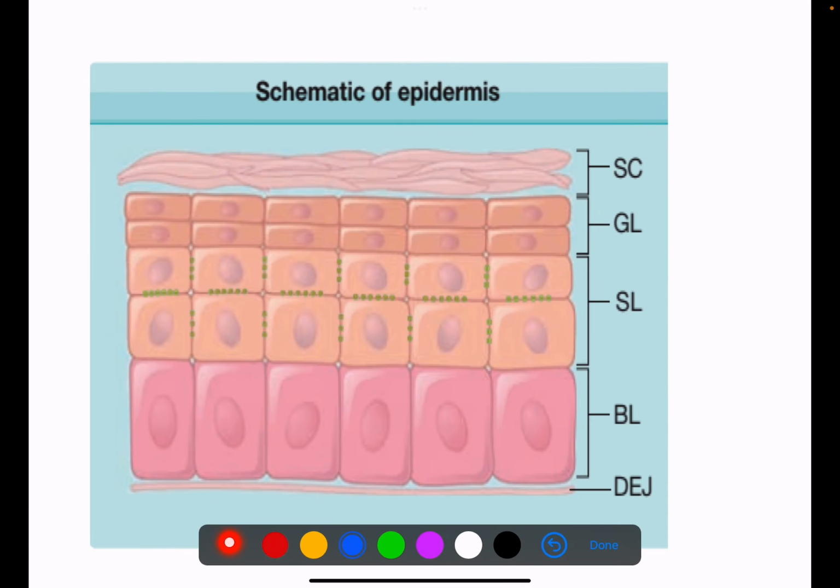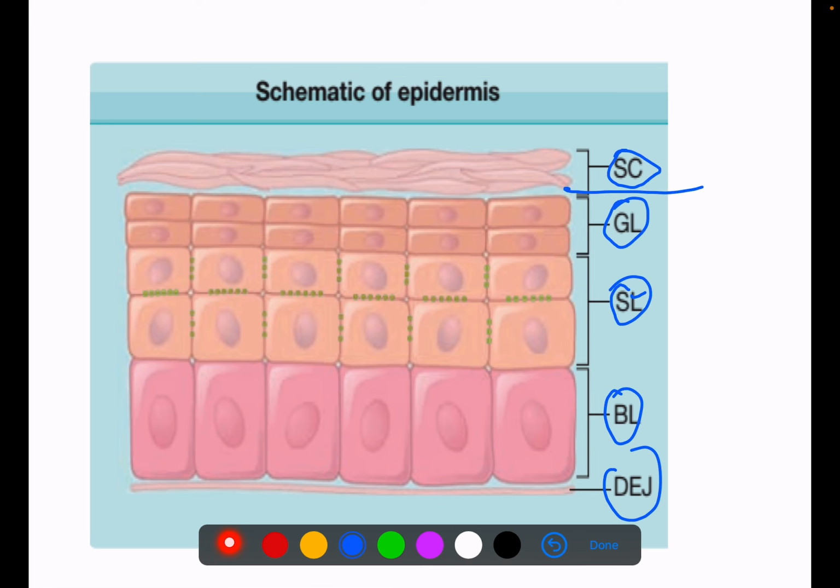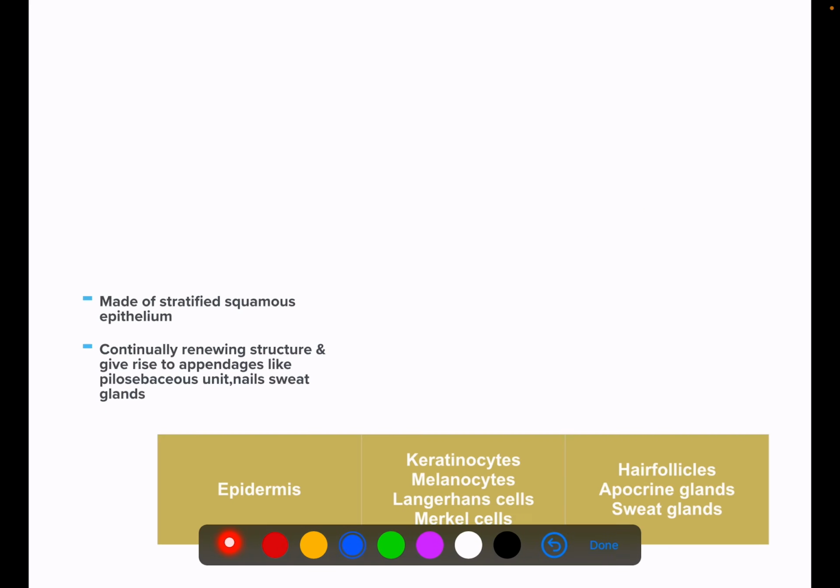Then this is a normal graphic representation, not required. I have just put it for your memory purpose. So this is a schematic representation of the epidermis. We have stratum corneum, granular layer, spinosum layer, basal layer, DEJ. What layer have I missed here? Lucidum layer, which is present in palms and soles. It is made of stratified squamous epithelium, a continuously renewing structure.